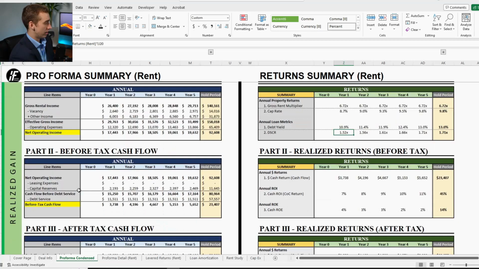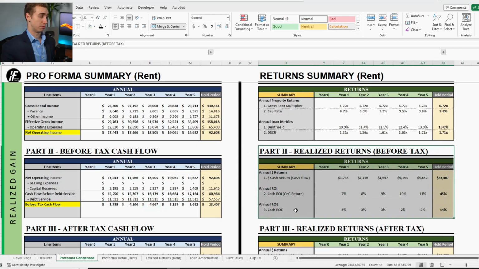Anyway, guys, thank you so much for watching. This is part 1. Next video, I'll be going over part 2, which is the before tax cash flow, and we'll get into these several different return metrics, probably the most important return metrics to look at for any real estate deal in that video.